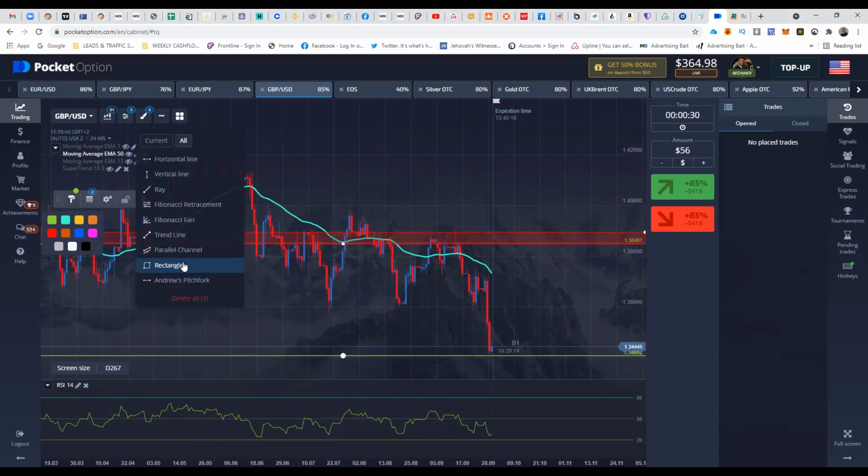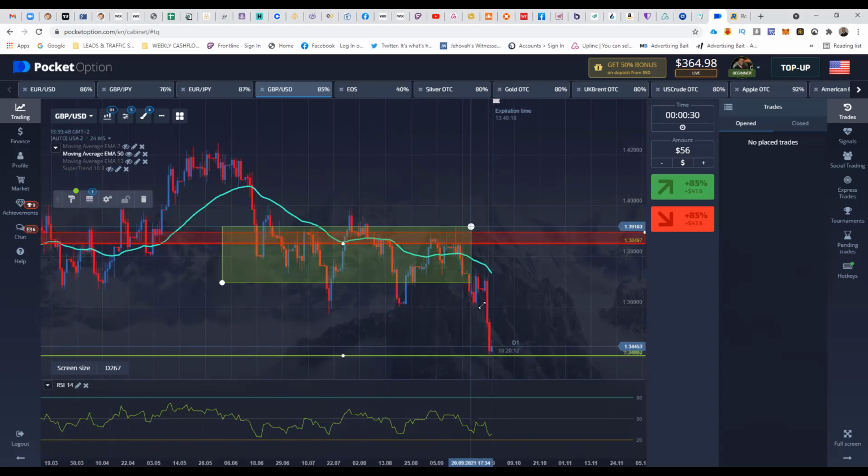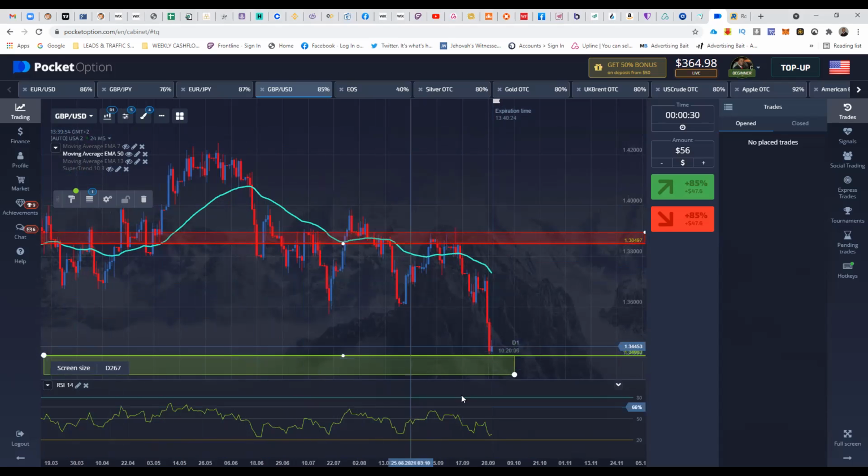And I'm going to take a rectangle and draw it up. That way we have our supply demand zones out to here. That's how we're going to do it.